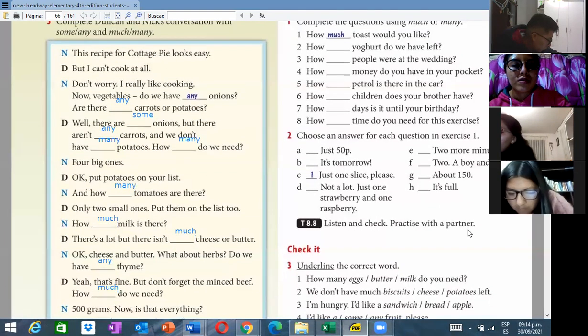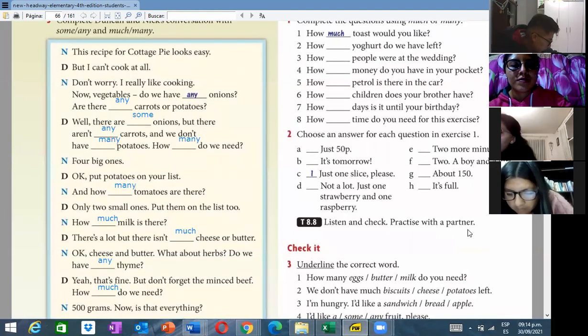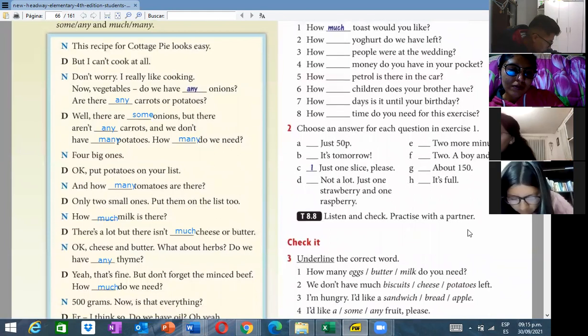And how many tomatoes are there? Only 2 small ones. Put them on the list too. How much milk is there? There's a lot, but there isn't much cheese or butter. Okay, cheese and butter. What about herbs? Do we have any thyme? Yeah, that's fine. But don't forget the minced beef. How much do we need? 500 grams. Now, is that everything?